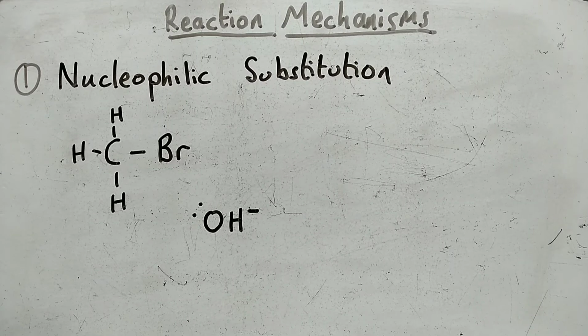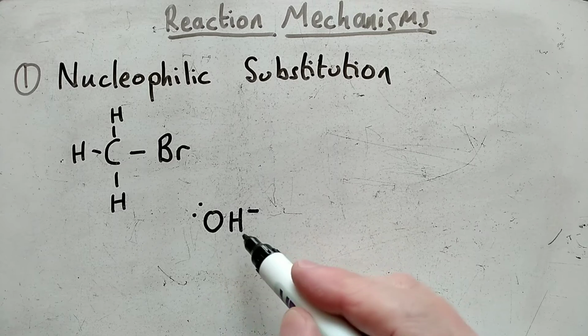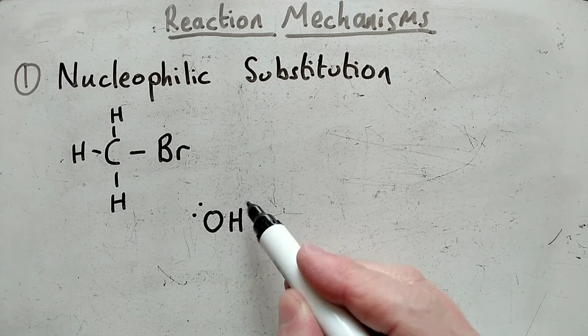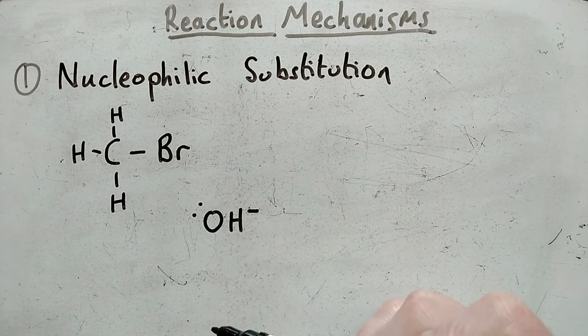The key part of this is to remember what philic means. Philic means like or is attracted to. So this is where the species that's being added is attracted to a nucleus. Now you can see here we've got a nucleophile. Now this nucleophile has a negative charge. That's not always necessary, but this is a lone pair of electrons.